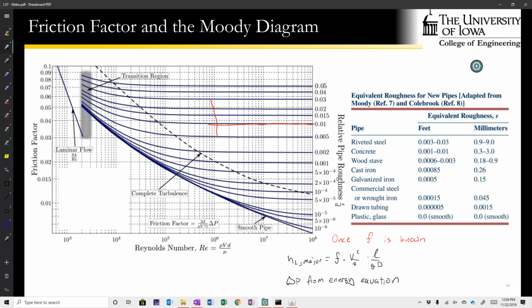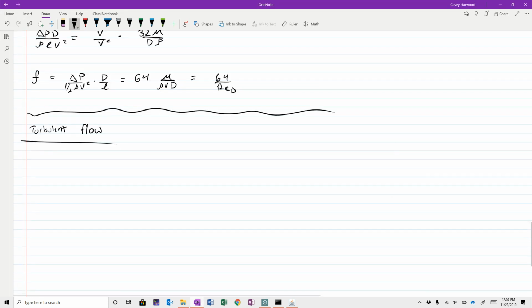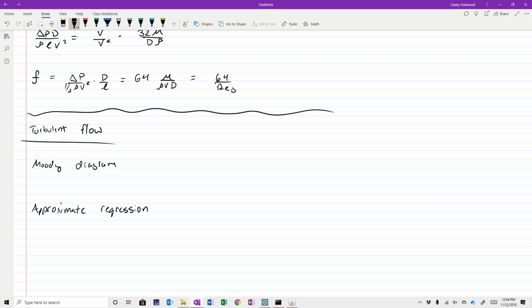If you don't have the Moody diagram in front of you, I'm going to write this down. I didn't make a slide for this. If you don't have the Moody diagram in front of you, there are some approximate regressions, some curve fits that people have done to the Moody diagram. Some of them are very, very precise, within a percent of any combination of factors, but they tend to be really hard to apply.